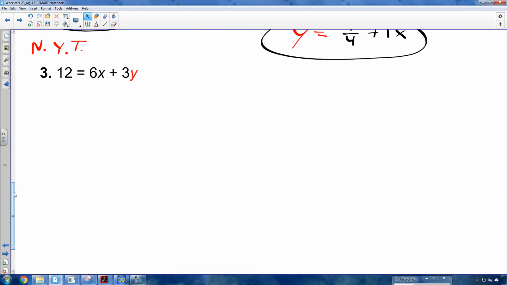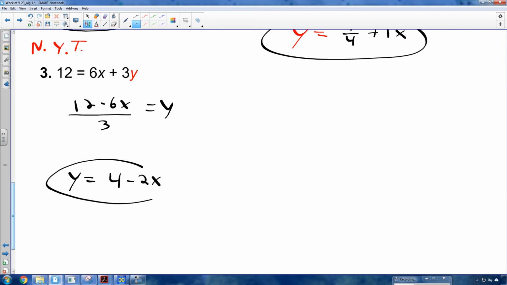Some of you might have y equals 4 minus 2x. That's fine. Some of you might have something equals y, which is fine too. So you might have 12 minus 6x over 3. That's also fine. But our best answer is going to be y equals 4 minus 2x. That's our goal, okay? So either one of these is okay, but our goal is the bottom one.